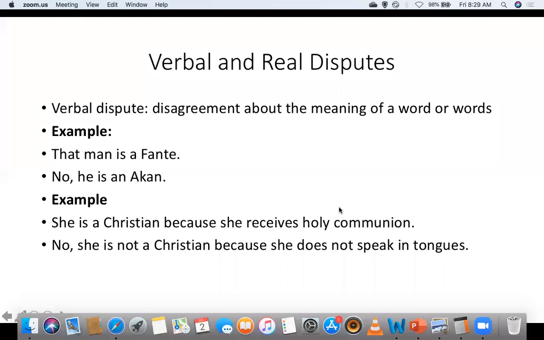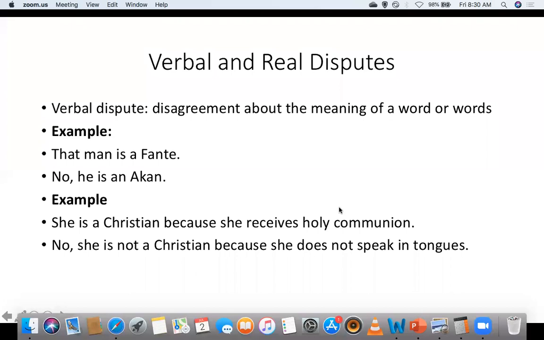You resolve it by simply pointing out what it means to be a Christian. At what point do you say someone is a Christian? What will someone do to earn the qualification of a Christian? That needs to be spelled out clearly. And then this disagreement will just disappear. It will simply evaporate like steam. So these are clearly verbal disputes.